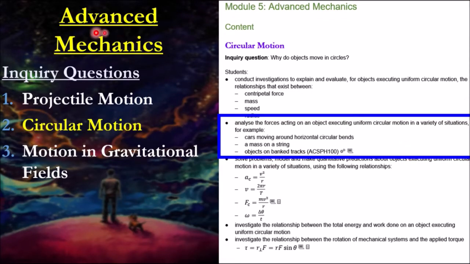Today we'll be covering the Advanced Mechanics Module 5 of HSC Physics, Inquiry Question 2, Circular Motion, and we're going to be going through this particular syllabus outcome: analyze the forces acting on an object executing uniform circular motion in a variety of situations. We're going to be focusing on a mass on a string.